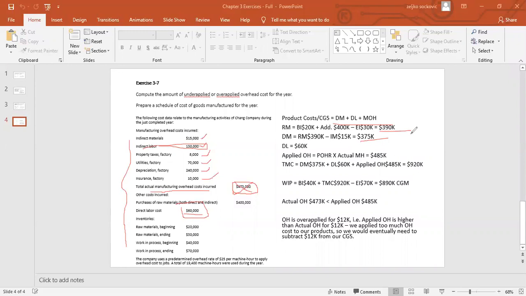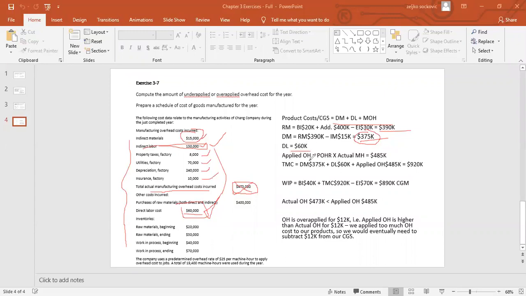390. But of these 390, we know that indirect materials are 15. So if they are 15, then direct materials are 375. And direct labor, we are given straight 60. We could have been told wages 190 and indirect labor 130. Then we know that the difference is 60 of direct labor.